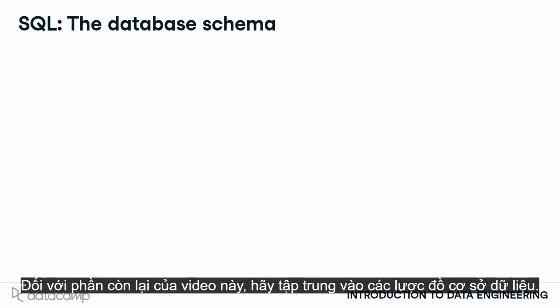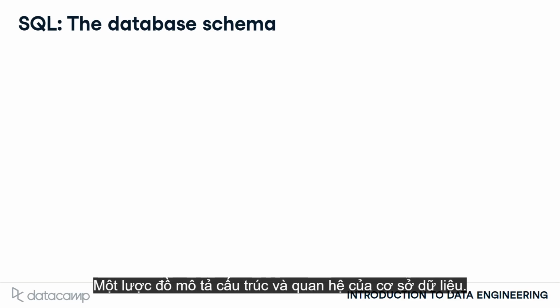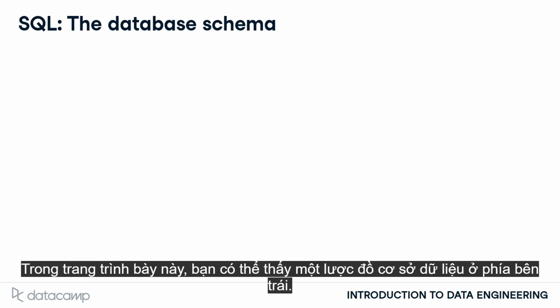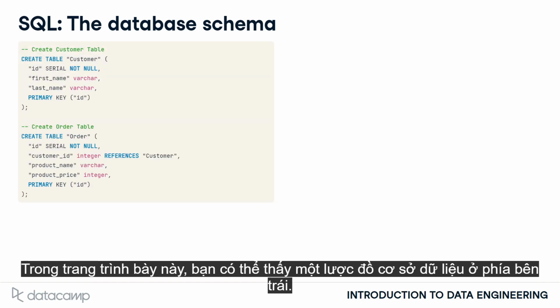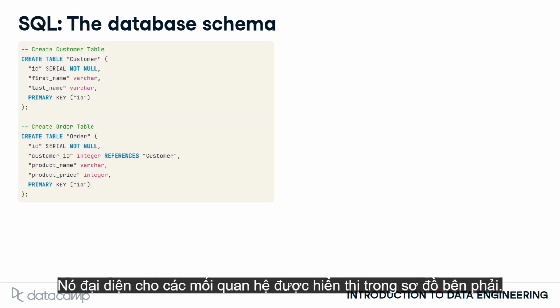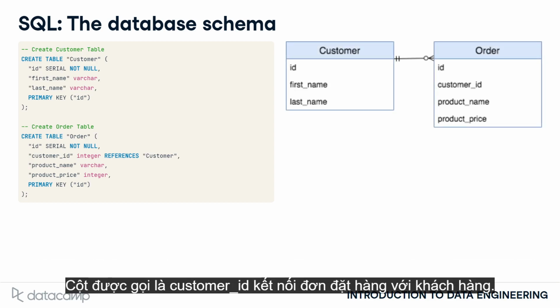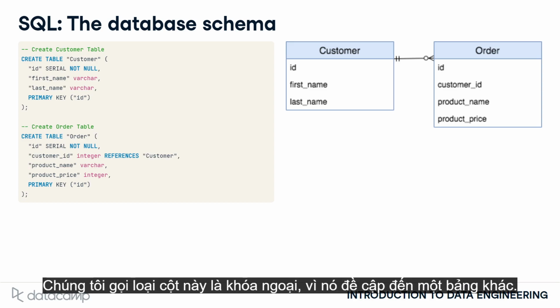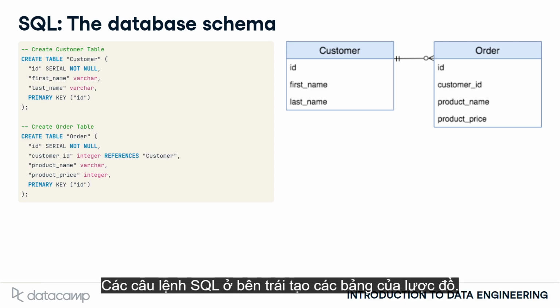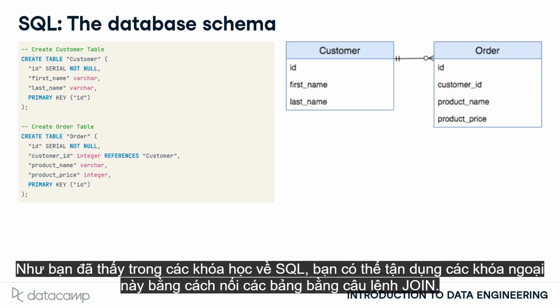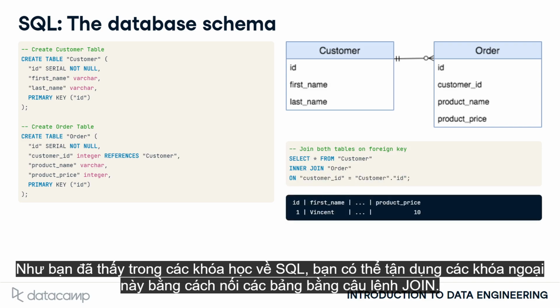For the remainder of this video, let's focus on database schemas. A schema describes the structure and relations of a database. In this slide, you can see a database schema on the left-hand side. It represents the relations shown in the diagram on the right. We see a table called customer and one called order. The column called customer ID connects orders with customers. We call this kind of column a foreign key, as it refers to another table. The SQL statements on the left create the tables of the schema. As you've seen in courses on SQL, you can leverage these foreign keys by joining tables using the join statement.